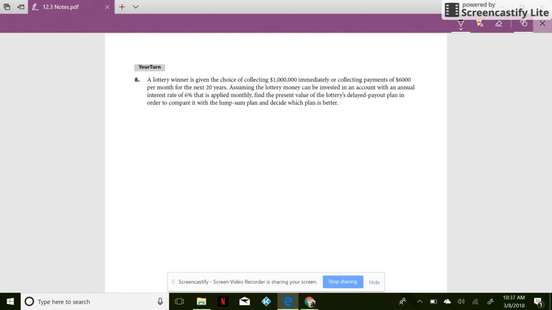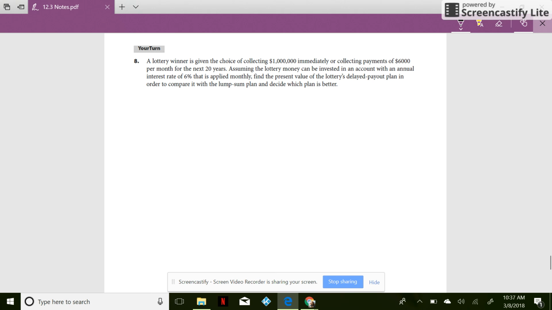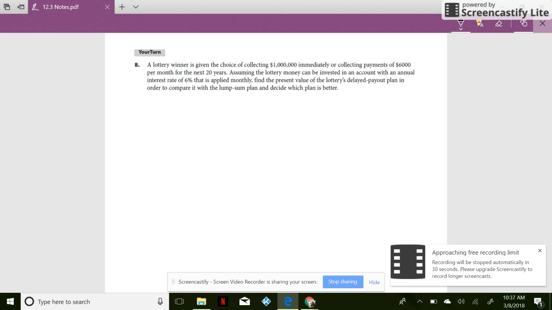A lottery winner is given the choice of collecting $1 million immediately or collecting payments of $6,000 per month for the next 20 years. Assuming the lottery money can be invested in an account with an annual interest rate of 6%, which is actually really good, that is applied monthly, find the present value of the lottery's delayed payout plan in order to compare it with the lump sum plan and decide which plan is better. So come back for the next video and we'll work through how to solve this problem.